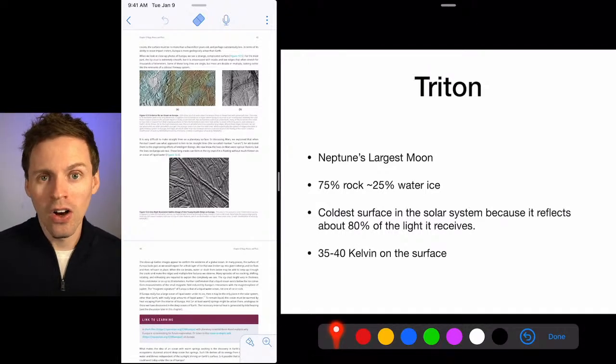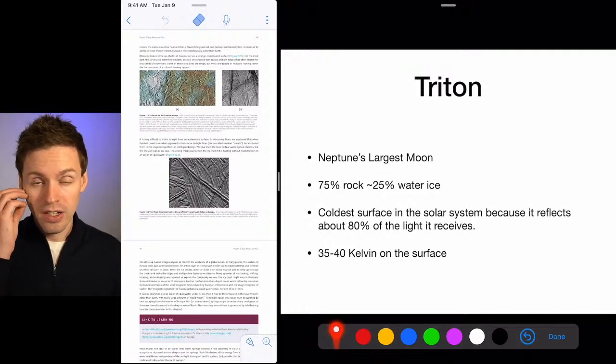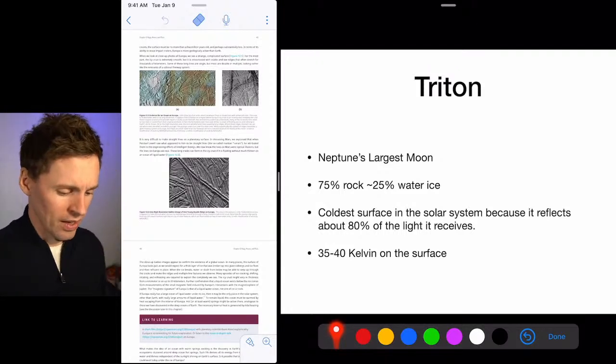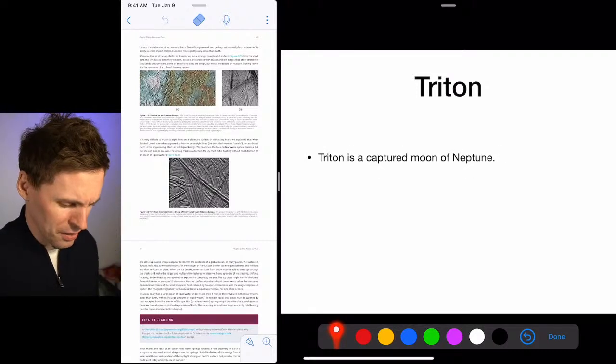35 Kelvin on its surface. Okay. 35 Kelvin. That's 35 degrees above absolute zero. Okay. So it's very, very close to zero. Like the coldest thing a thing can be.